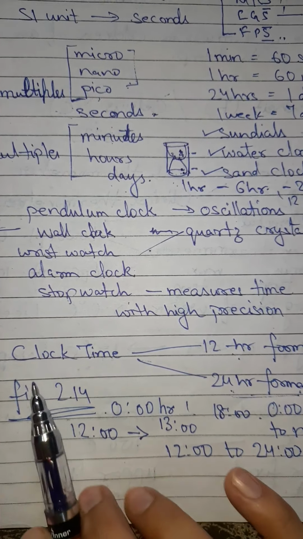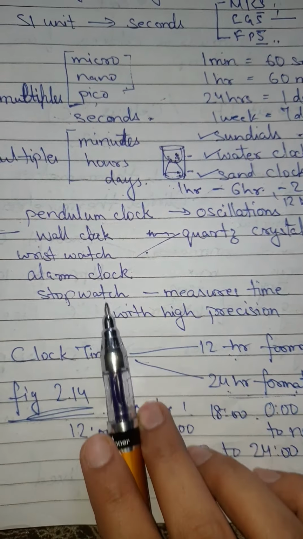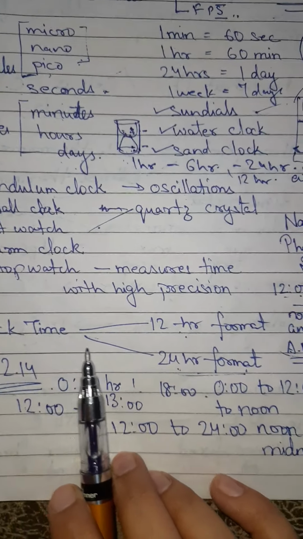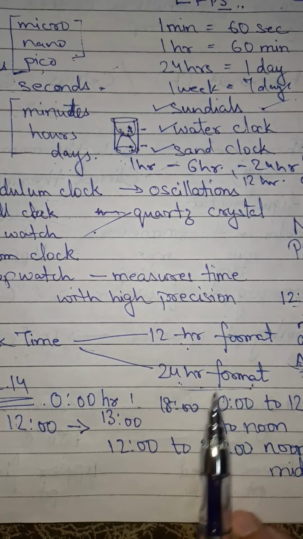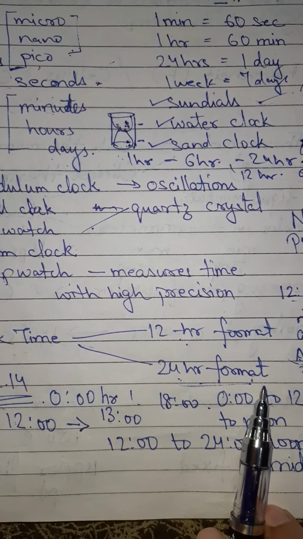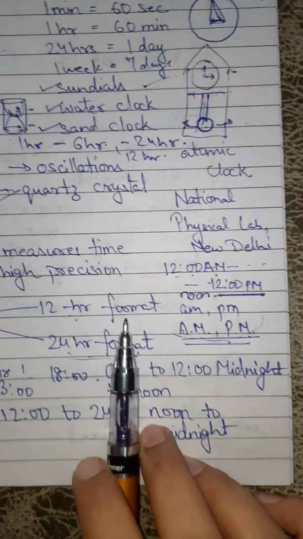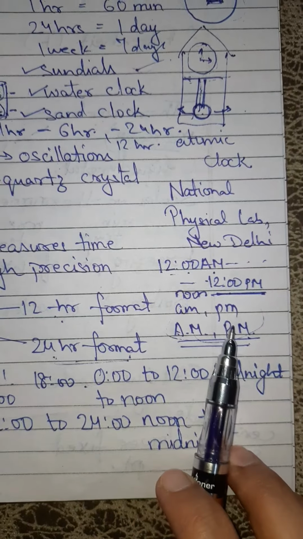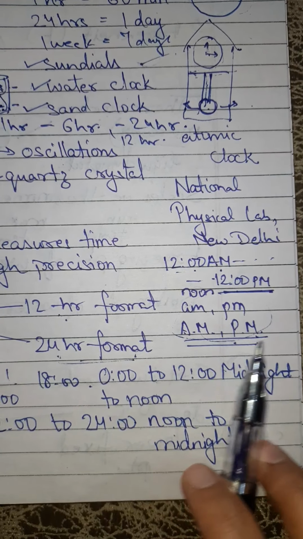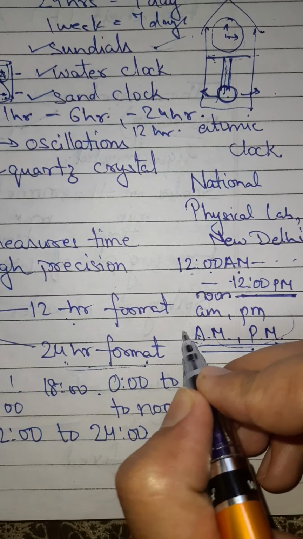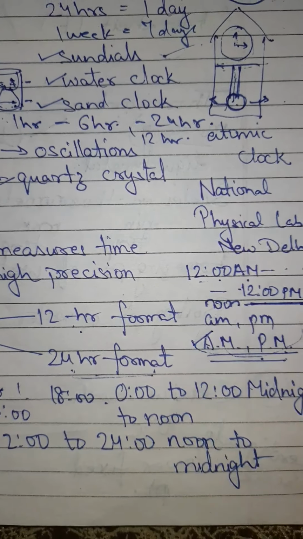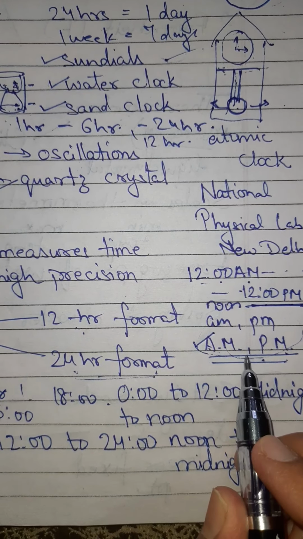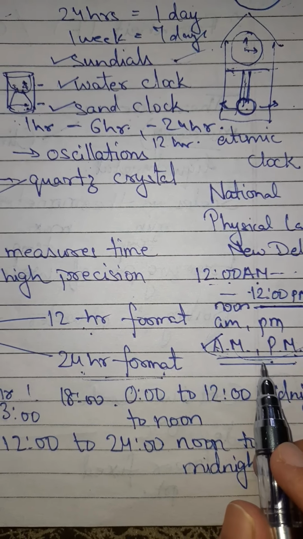Clock time. How are these clocks showing the time? There are two formats, the 12-hour format and the 24-hour format. In the 12-hour format, we use suffixes AM, PM in the small or in the capital. ICSE board prefers the capital ones with the dots in between. So please take note of the pattern.